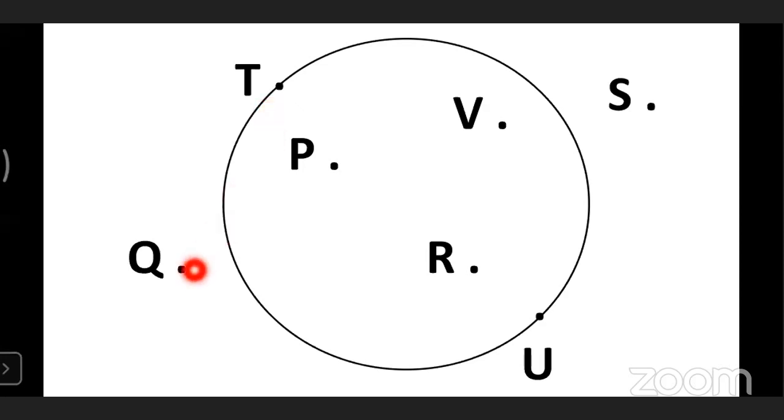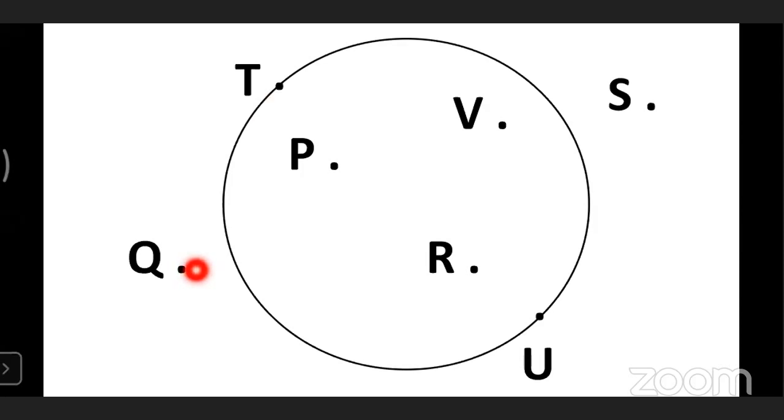Now, can you tell me about point Q? Is it an interior or exterior point? Exterior. Very good. It's an exterior point. Why exterior? Because he is outside of the circle. Very good. Point Q is outside of the circle, so it's an exterior point.